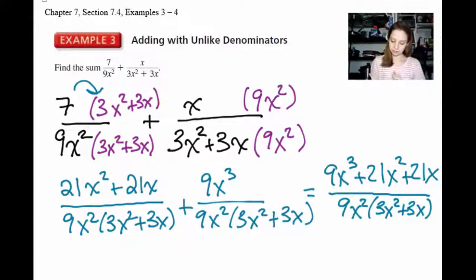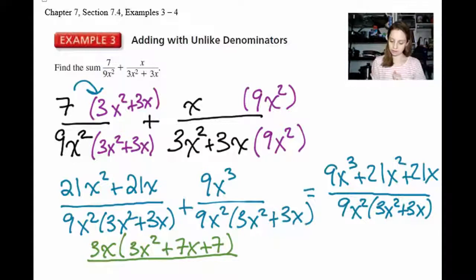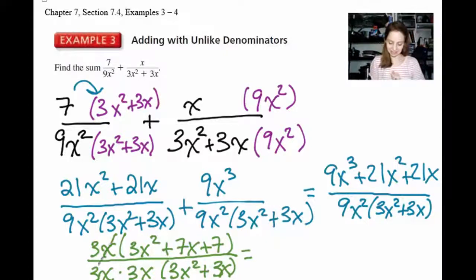I can pull out a GCF of the numerator, which is 3x, and I have 3x squared plus 7x plus 7, and I can pull out a 3x in the denominator. So I have 3x times 3x and 3x squared plus 3x. Okay, and I have a common factor in the numerator and denominator, so I get rid of it.